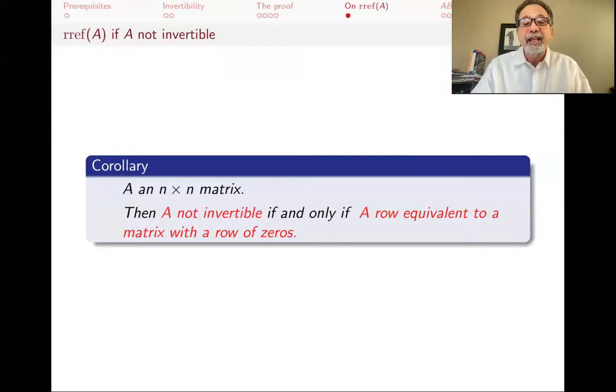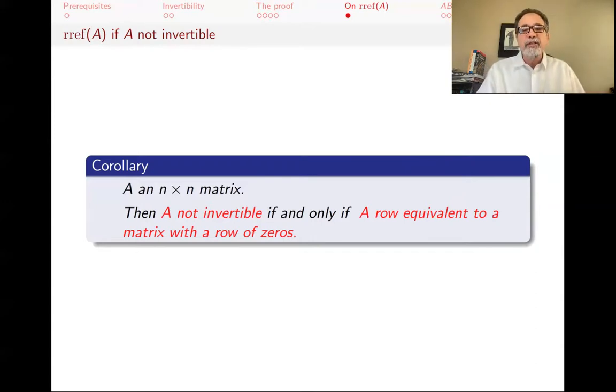The only thing you're going to get is a matrix row equivalent to a matrix with a row of zeros. So if A is not invertible, you have to get a row of zeros, because if you didn't get a row of zeros, you would get the identity, and that would mean that A is invertible by the Short-Long Theorem that we proved. On the other hand, if A is row equivalent to a matrix with a row of zeros, it's not going to be row equivalent to the identity, and so it's not invertible. So this is an if and only if statement.